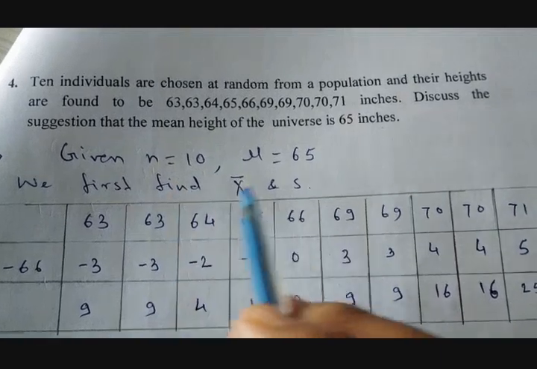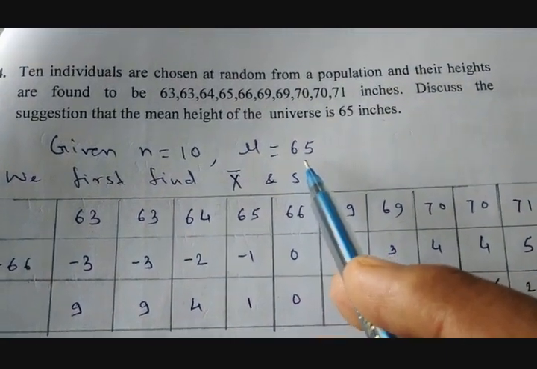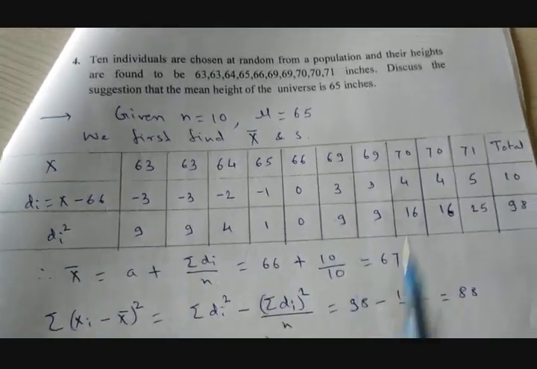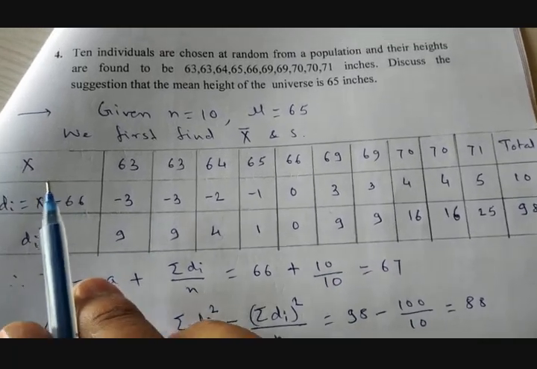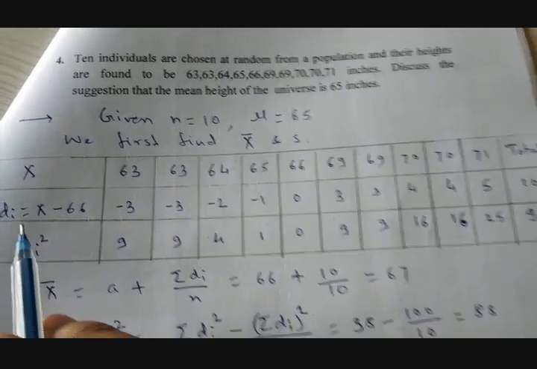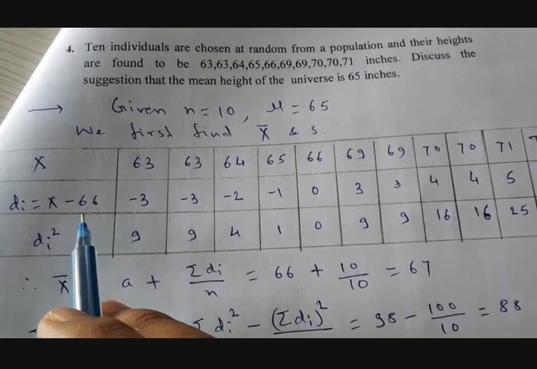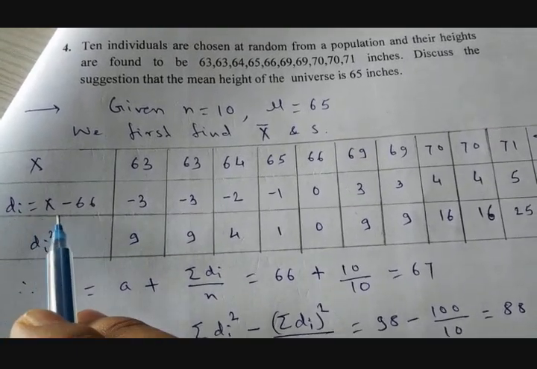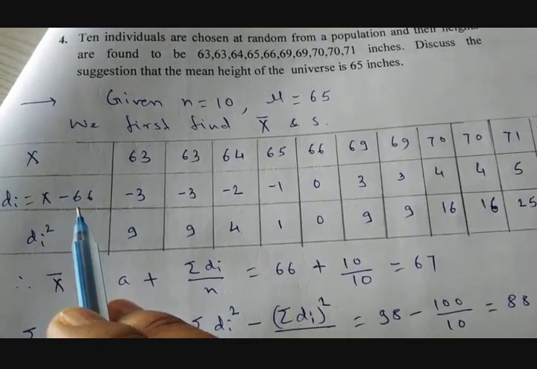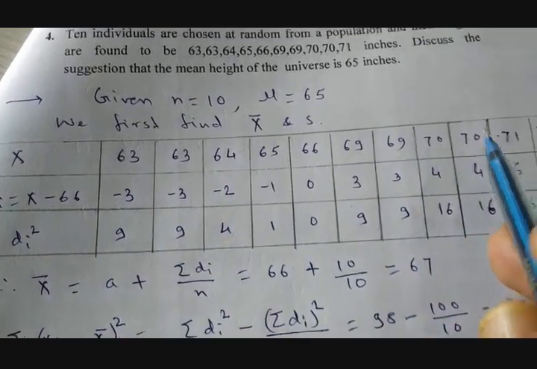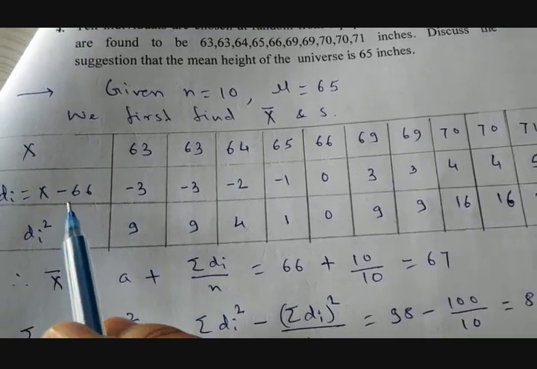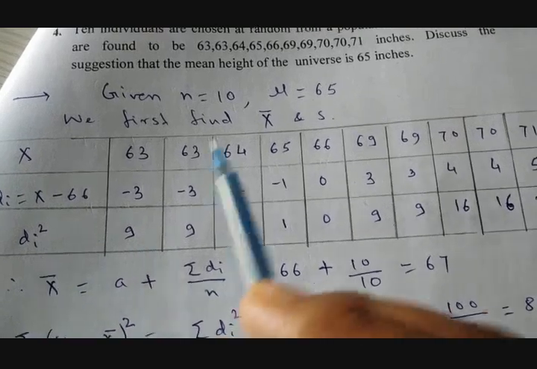Now given things are n equal to 10 and mu equal to 65. And values of x are given. So first we will find out values of x bar and s. So first row is values of x. Now here we will consider di, which is called deviation of x from some number. So here di equal to x minus 66. You can consider any number in place of 66. As values are large, so we will consider another formula for finding x bar. So di equal to x minus 66 and di square.